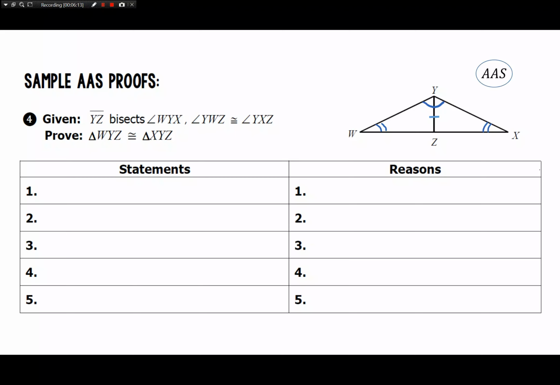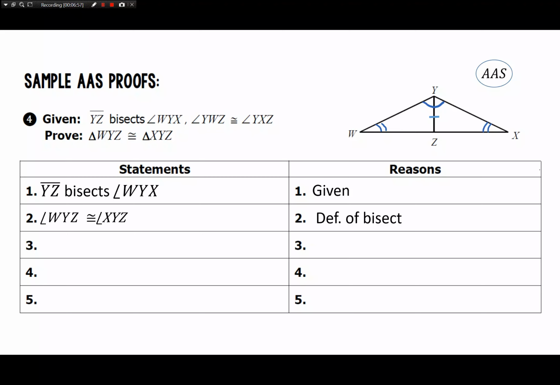Again, we got this completely blank, so we're starting off from scratch. I always would start off with the very first statement that we were given. Segment YZ bisects angle WYX. The reason again is we were given it. Now that does not give me any of the things that I need for the angle angle side theorem, so I'm going to continue on that notion to give me my first actual angle and say that angle WYZ is congruent to angle XYZ. Again, we mark that on our picture first because we knew it bisected, and that is by definition of bisect.